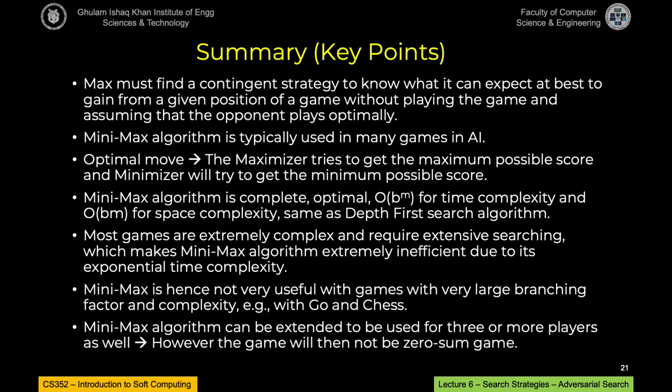Then Minimax algorithm is complete, optimal. It has a time complexity of big O of b to the power m, that is, it is exponential, where b is the branching factor and m is basically the depth of search, and the space complexity is big O of b multiplied by m. So if you take the time complexity and space complexity, that is precisely the same as the depth first search algorithm. Most games are extremely complex and require extensive searching, which makes Minimax algorithm extremely inefficient.